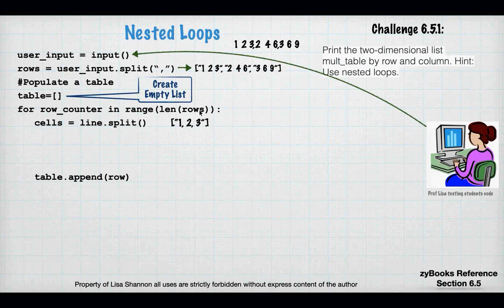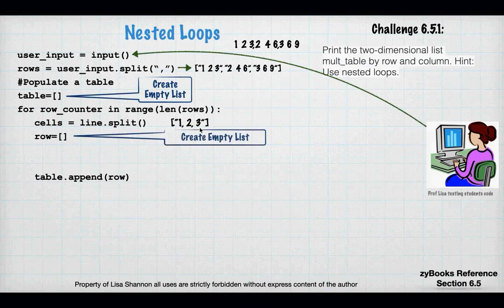I've just called it cells. It's a variable because I'm splitting 1, 2, 3 by space. So I have the first element of my rows. Oh, sorry, this is wrong. I'll fix this. I have the first element in my rows, and I'm going to split them. So I have a list of 1, 2, 3. Now I'm going to create another empty list, and I'm creating that other empty list as a temporary storage spot.